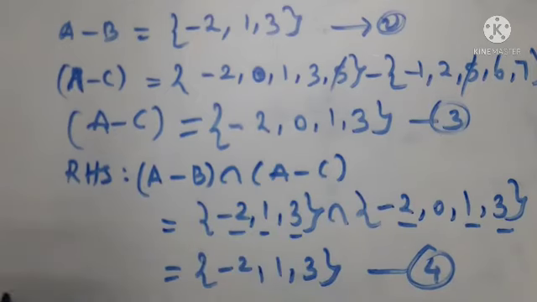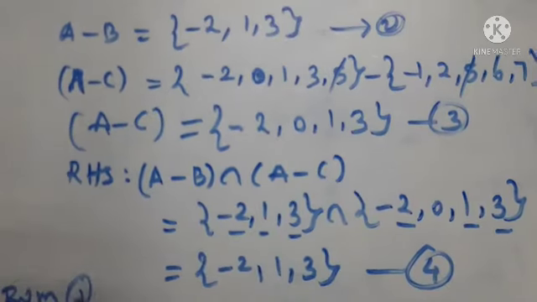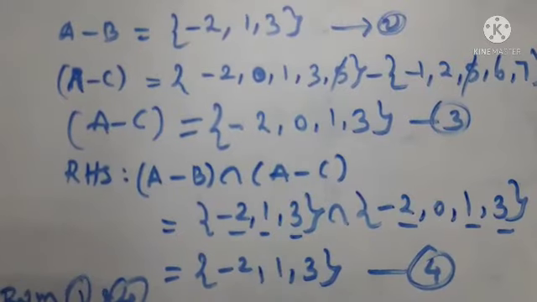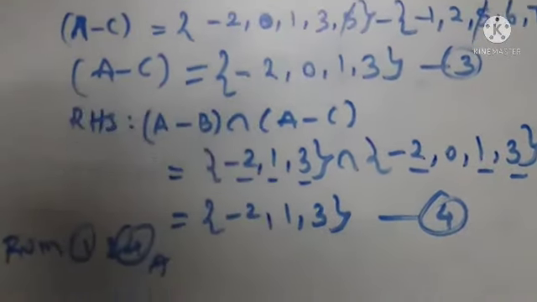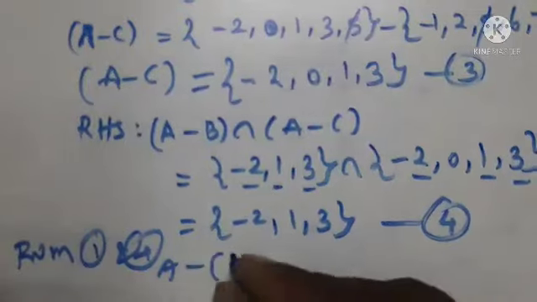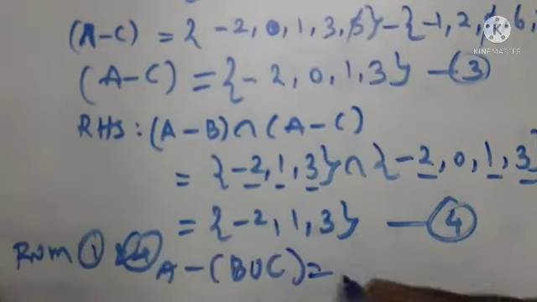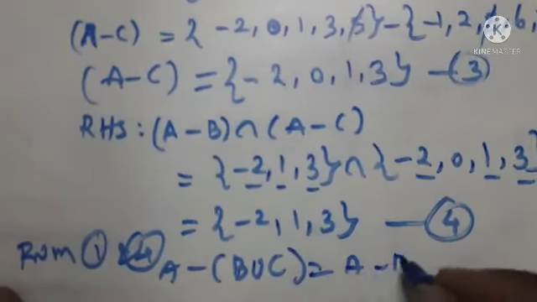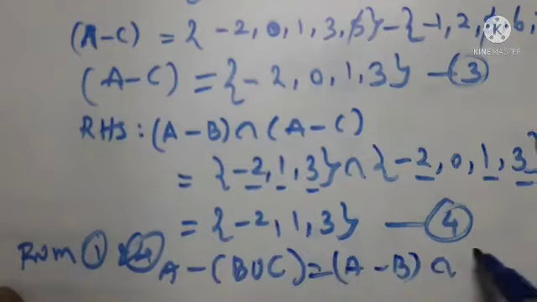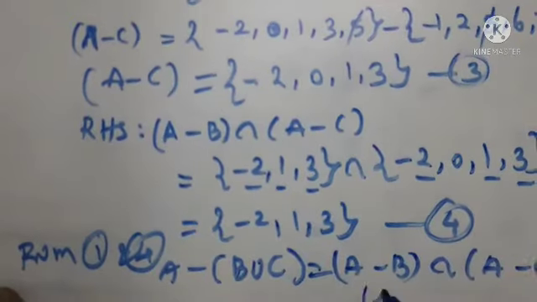From 1 and 4, equation 1 gives {-2, 1, 3} and equation 4 gives {-2, 1, 3}. LHS equals RHS. From 1 and 4, A − (B ∪ C) is equal to (A − B) ∩ (A − C). It is verified.